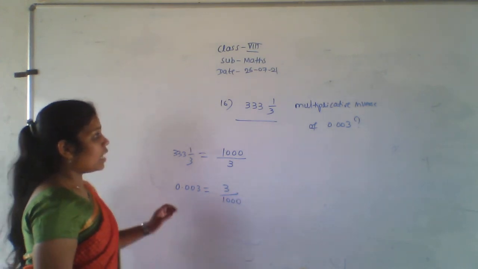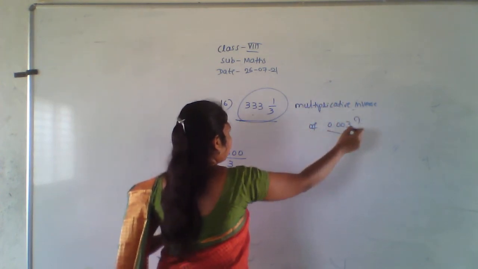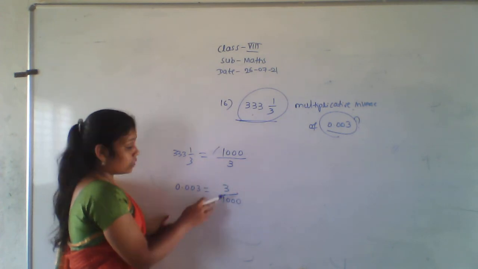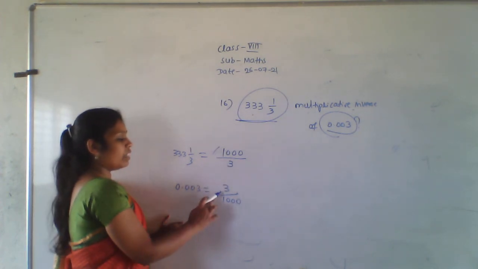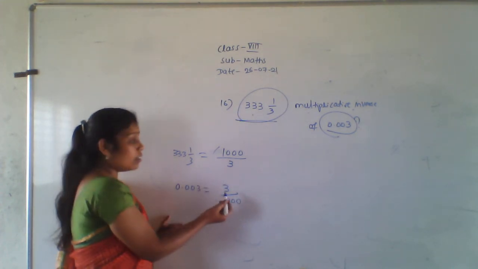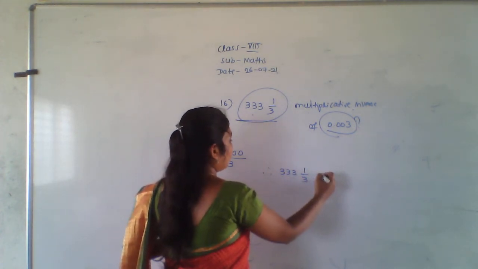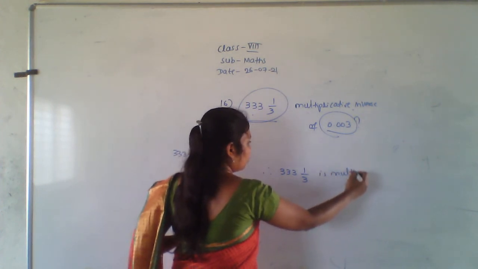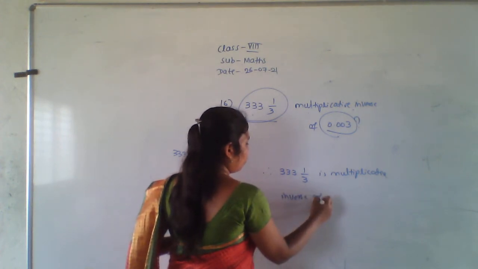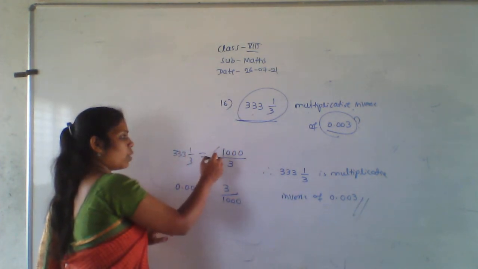Now observe here, they are asking whether this value is the multiplicative inverse of this value. Now observe these two values. Are these two multiplicative inverses? Yes. 1000 by 3 is the multiplicative inverse of 3 by 1000. Reciprocal terms are there. So what can we say here? Therefore, 333 1/3 is the multiplicative inverse of 0.003.